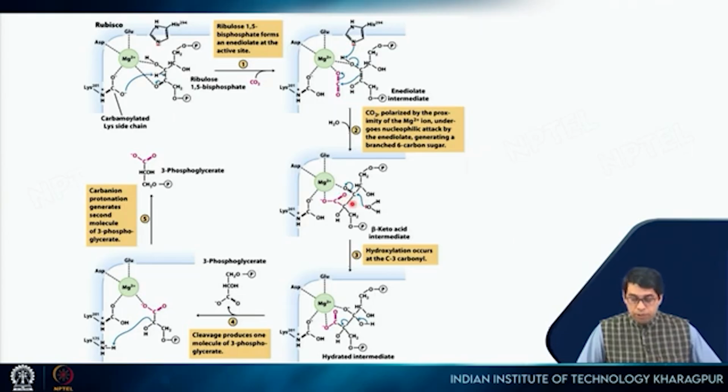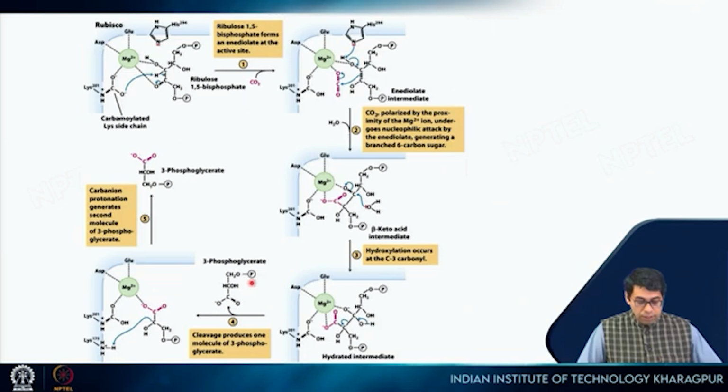So if we count the number of carbons at this point, 1, 2, 3 on one side, 1, 2, 3 on the other side. So it hydrolyzes this into two 3-carbon molecules, right? So this intermediate that is formed is called the beta keto acid intermediate, and now the hydroxylation occurs at this position, and this bond will break, and this molecule is released. So this molecule is the first molecule of 3-phosphoglycerate that is released from rubisco.